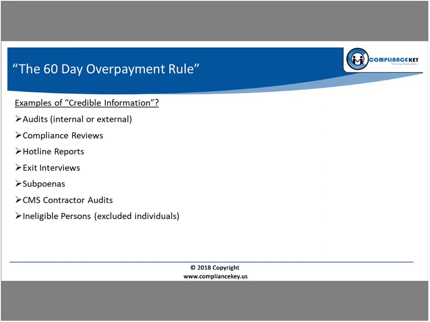CMS contractor audits, again, might be indicative of credible information, but just remember, we're keeping this in mind as something that's in the past that has identified there might be a potential overpayment issue. And then ineligible persons or somebody that's been excluded, that might be an example. If you find that out, that would potentially be an example of credible type information.